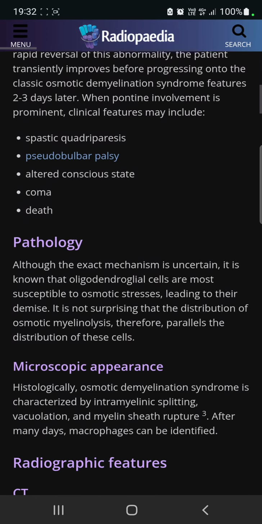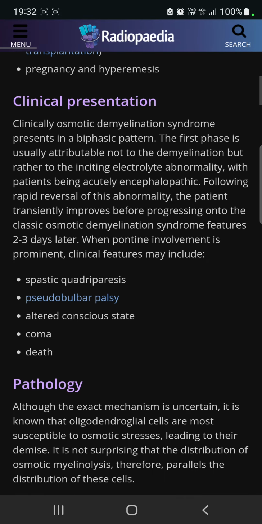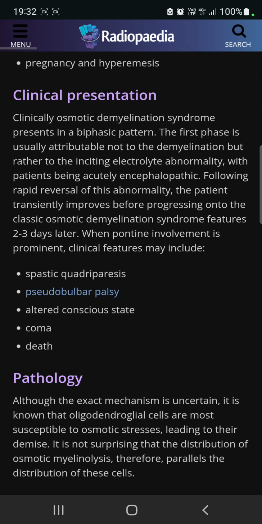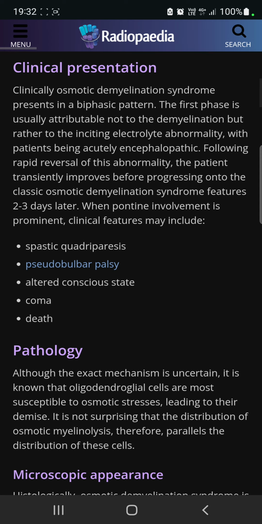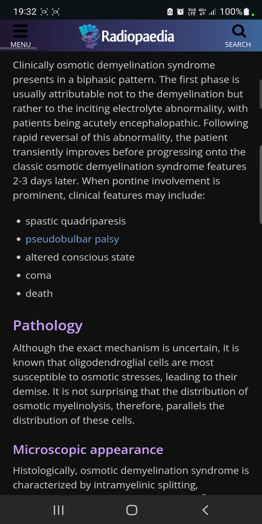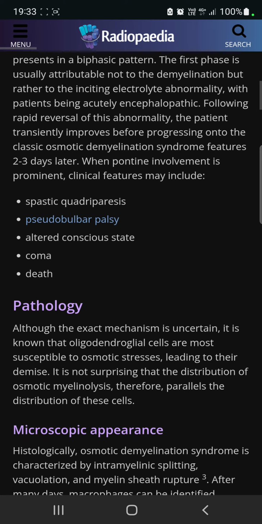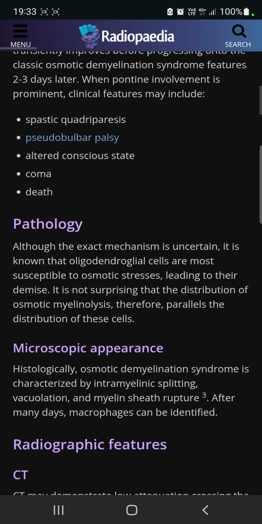Now, osmotic demyelination in presentation has a biphasic pattern. The first phase, as you can see, is usually not due to the demyelination, but because of the electrolyte abnormalities, usually encephalopathic patients, so mental status changes. And the next phase, after they improve, we see pontine involvement, which causes spastic quadriparesis, pseudobulbar palsy, altered consciousness state, coma, and death.